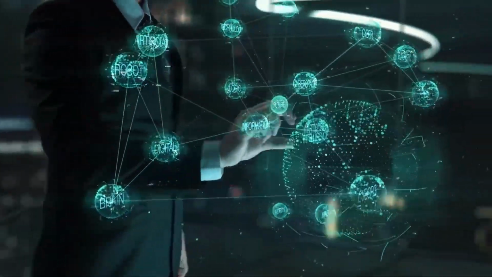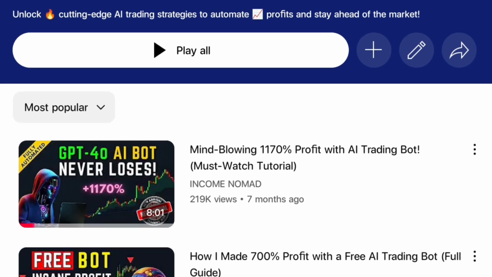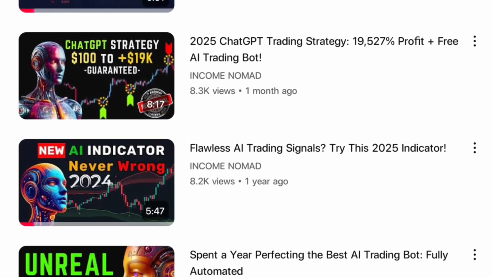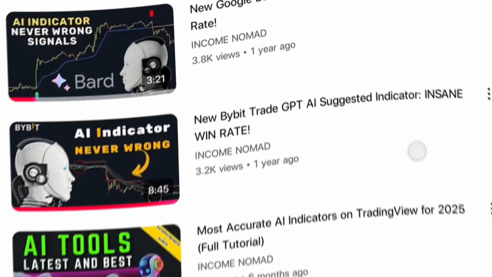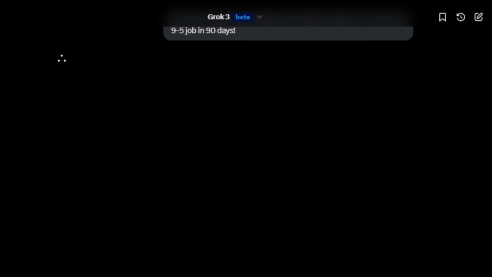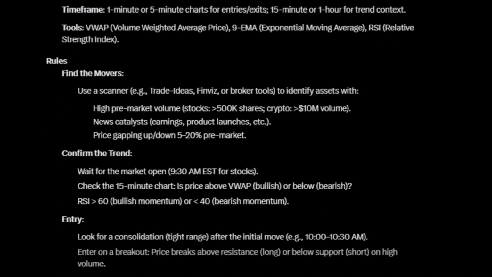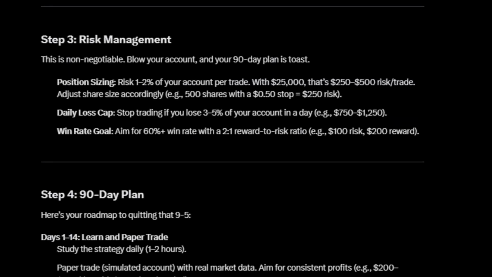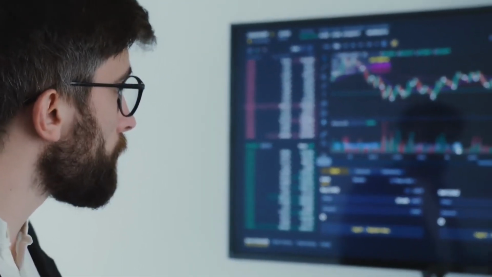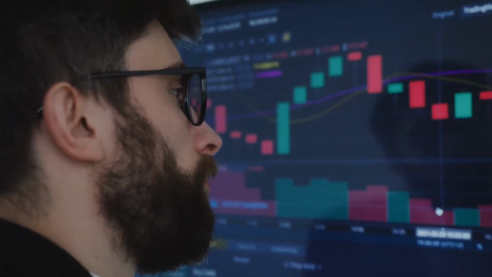Since you guys loved my previous AI trading strategies based on ChatGPT, Google Bard, Microsoft Copilot, and the hyped DeepSeek, and they went viral, I decided to take it a step further. This time, I asked Grok AI to come up with a strategy that can replace anyone's 9-to-5 job in just 3 months. Of course, I had to refine it, tweak it, and put my own spin on it, just like I do with any AI-suggested strategy.